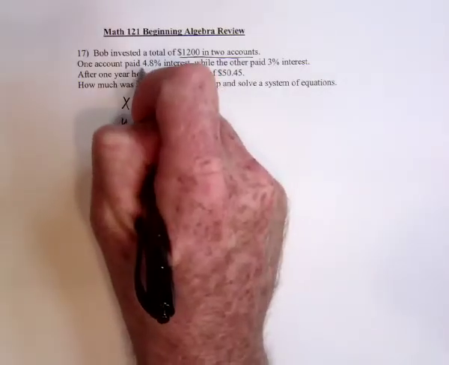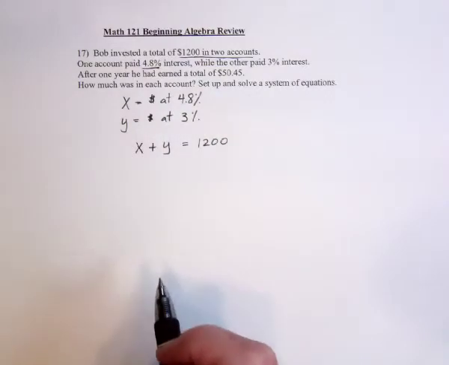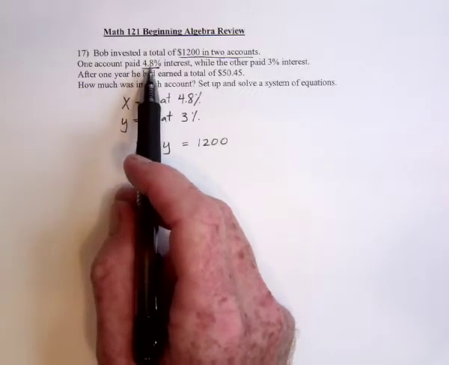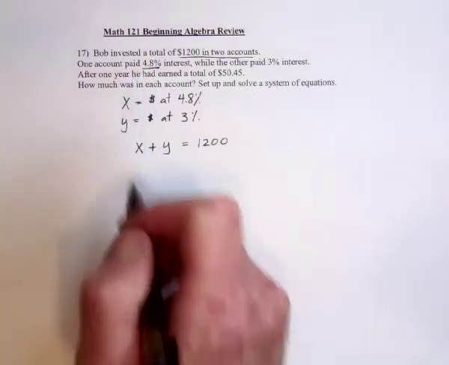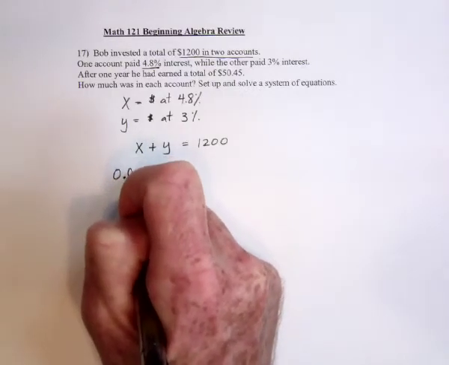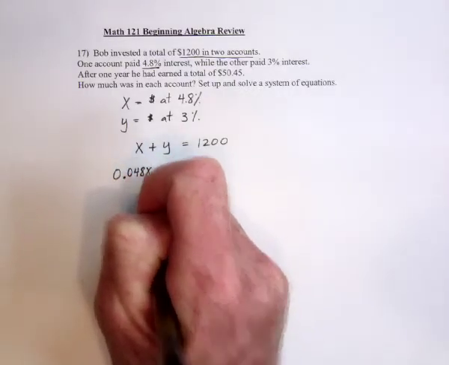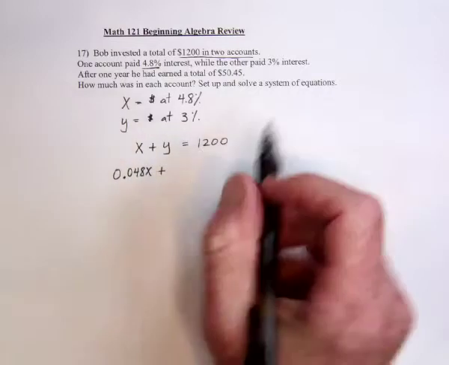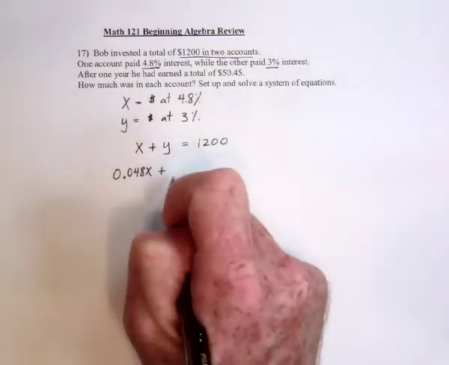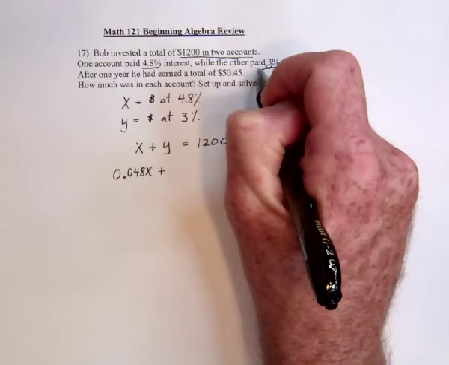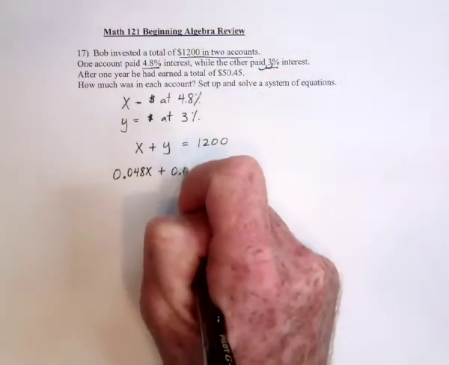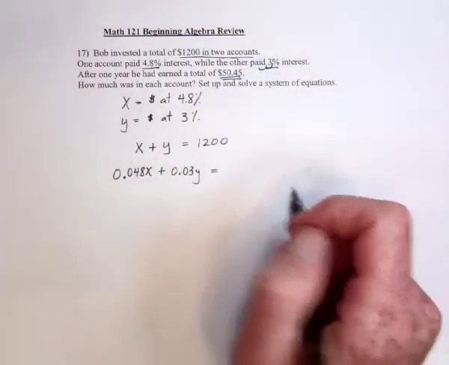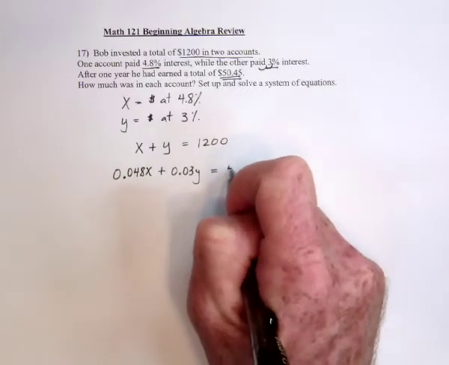So there is the 4.8% account. To find out how much interest you actually make, you multiply by 0.048, so you have to move the decimal 2 places to the left. 0.048x. So this is going to tell you how much money he actually made off that account. Plus, the other one is 3%. So move the decimal from here over by 2, and that's going to be 0.03. That's for the y account. And then, in interest, it was a total of $50.45.